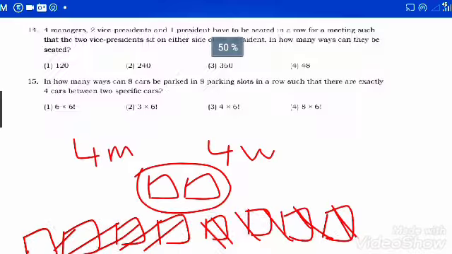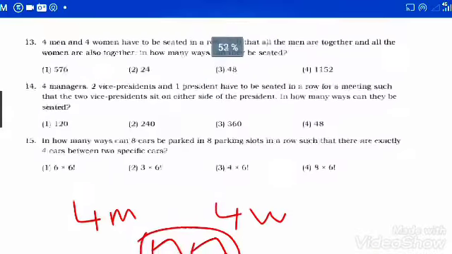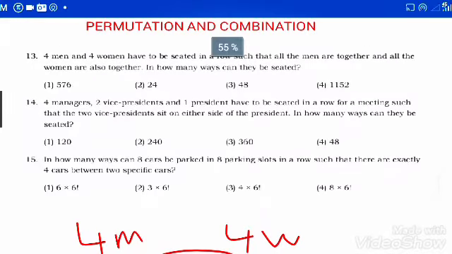Alright, let's look at the second question here. That's question 14. It says 4 managers, 2 vice presidents and 1 president have to be seated in a row for a meeting such that the 2 vice presidents sit on either side of the president. In how many ways can they be seated?